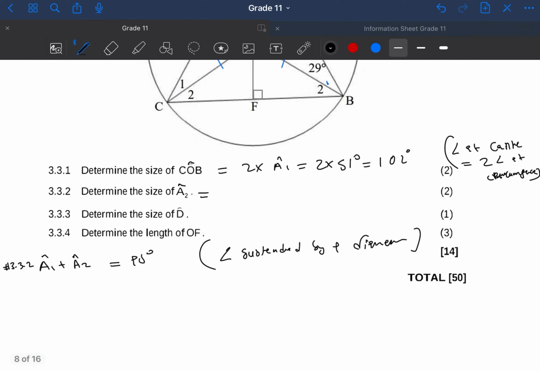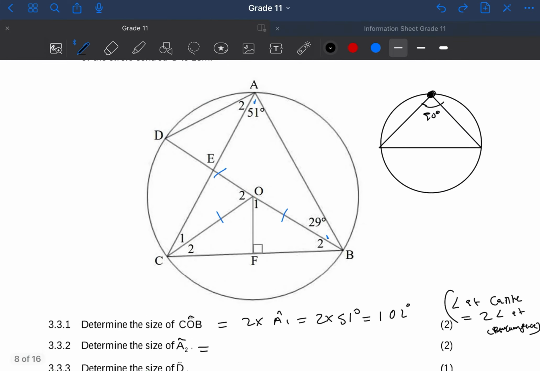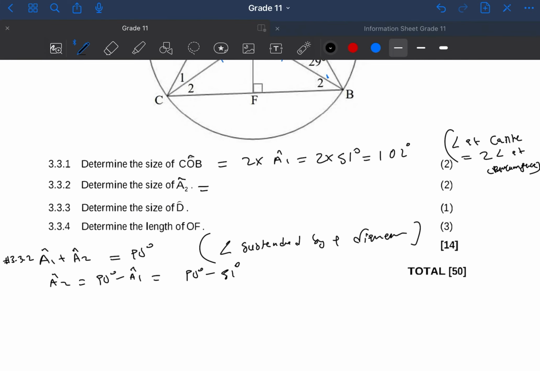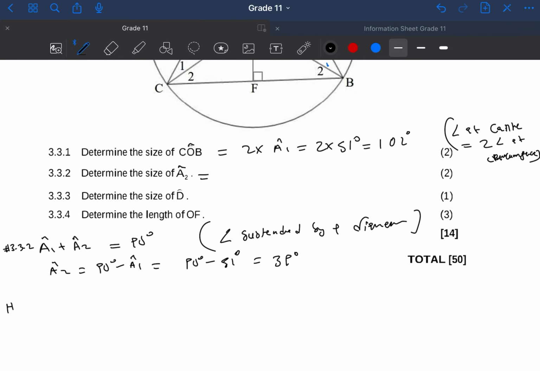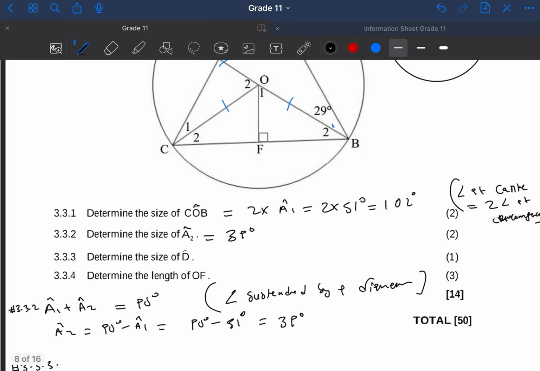And then of course we're looking for A2, so A2 is equal to 90 degrees minus A1, and we already know what A1 is. A1 is 51, that's given. So 90 degrees minus 51 is 39 degrees. So that's angle A2. Now determine the size of D.